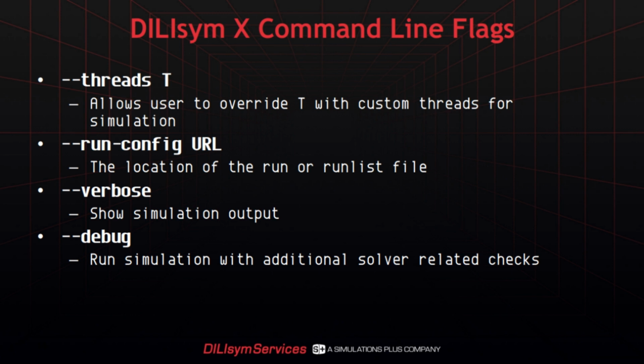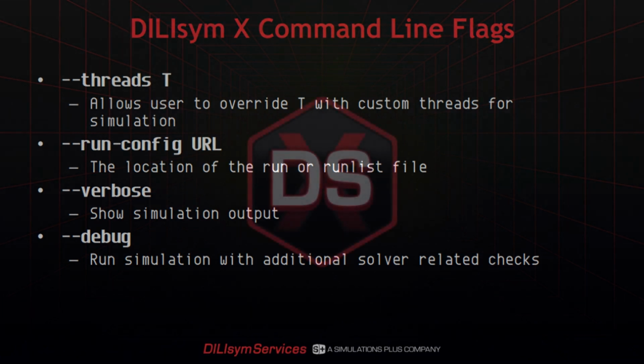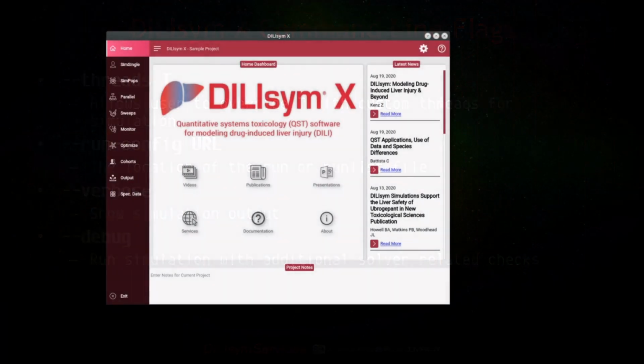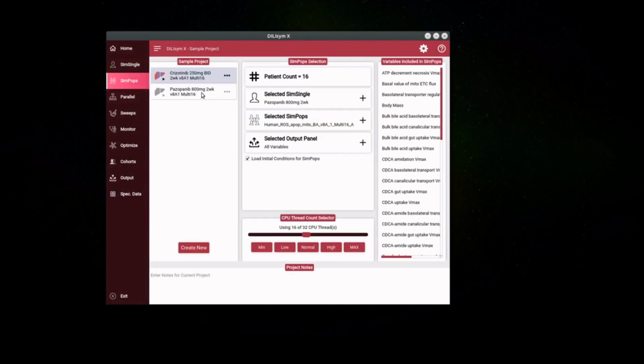So now what I'll do is go through an example of exporting a run file, a Sympops in this case, and executing it at the command line. I already have a multi-16 run ready to go. So I'm going to select the one that's highlighted here. Instead of clicking the run button to execute it from the UI, I'm going to hit these three dots.